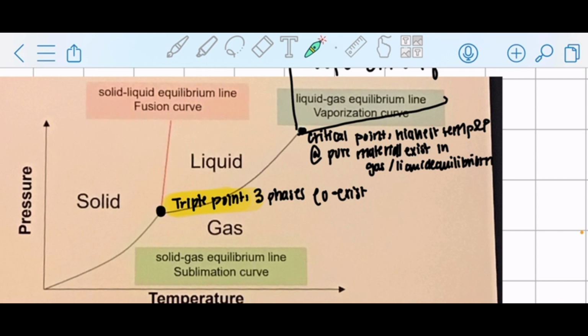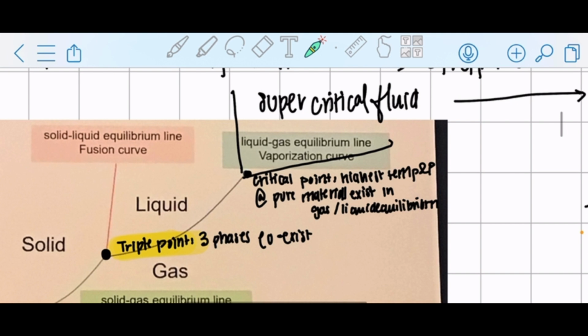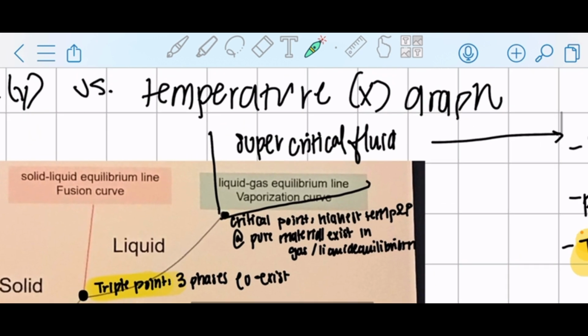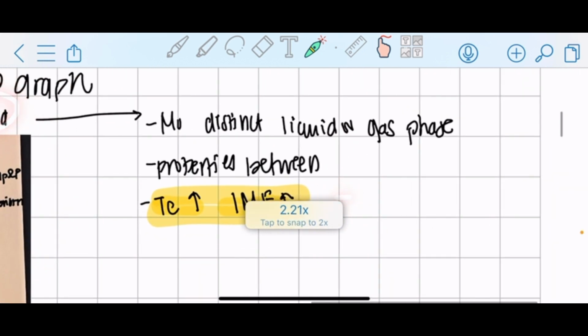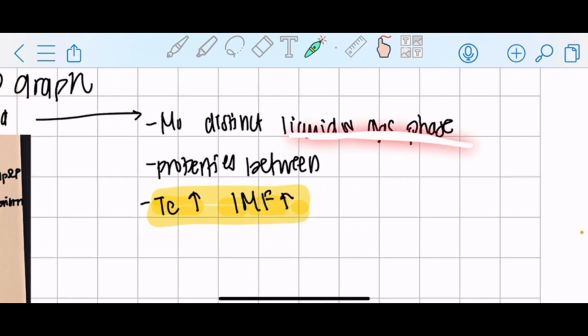It is important to note that these three curves do not have to be the curves here. They can be different ones with different states that might exist. A critical point is the highest temperature and pressure at which a pure material exists in a gas-liquid equilibrium. After that, there is a supercritical fluid right here. And here is what a supercritical fluid is. It is when no distinct liquid or gas phases exist.